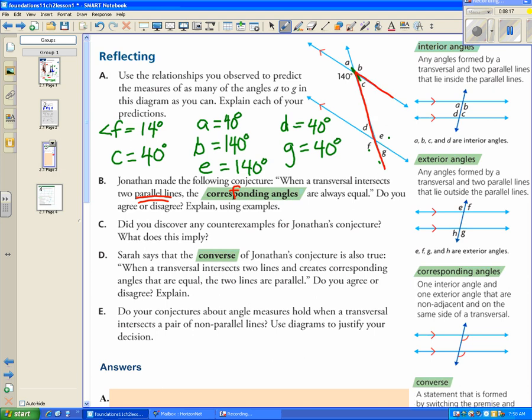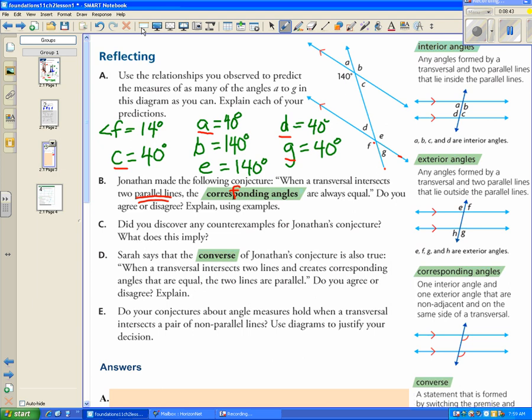This F here, was G equal to C? G and C? Well, yeah, they are. What about, let's do some of these backward F's. Were D and A the same? D and A, yeah. Seems to be holding true, isn't it?